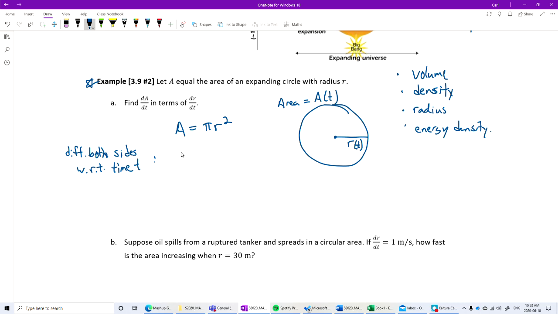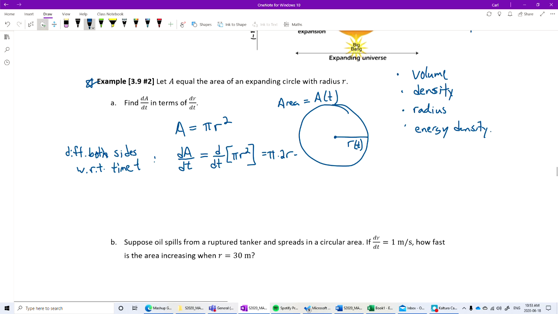So what do we get? On the left-hand side, what's the derivative of A with respect to time? Well, we just represent that as dA/dt. We don't know what it is, but mathematically it's the time derivative. On the right-hand side, now we have to be careful. We have to use the chain rule here. So let me write it in two steps, with pi r squared in square brackets. What is the time derivative? I differentiate using the power rule, so it becomes pi times 2r. But then I need the chain rule because r is changing in time also. So it's times dr/dt.